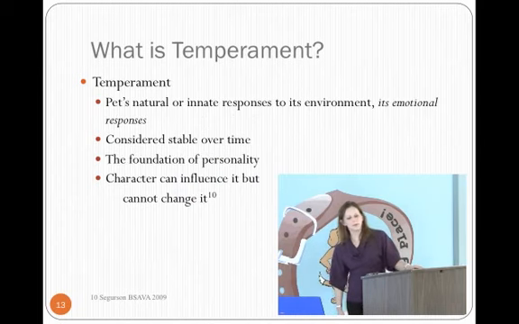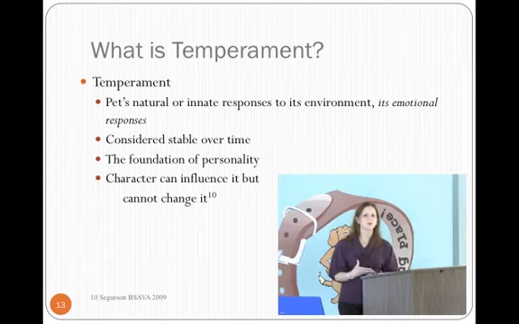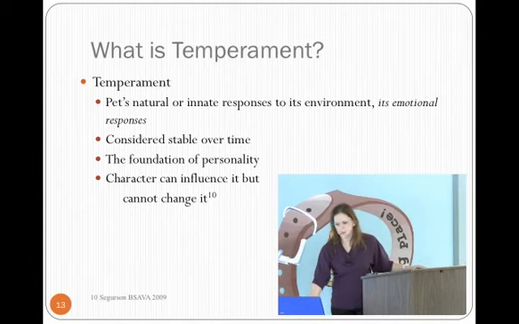And then she looked at temperament, and again, this is very similar to how she defined character, in that it's a pet's natural or innate response to an emotion. It's the environment, and it potentially has an emotional component versus learning. It's considered stable over time, so that's very important when you're looking at the definitions. And it's also considered the foundation of what people are calling personality. Also important to note that character may be able to influence it, but it cannot change it. So it's supposed to be something that's with the animal long term.